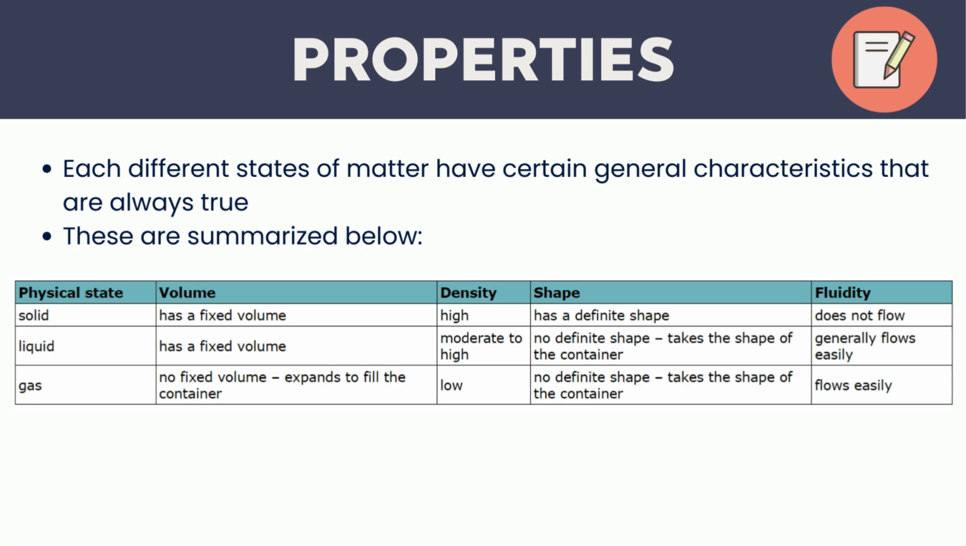Next, the properties. Each different state of matter has certain general characteristics that are always true no matter what the substance is. For example, a solid always has a fixed volume, a high density, a definite shape, and does not flow. A liquid always has a fixed volume, a moderate to high density, no definite shape, and flows quite easily. A gas, on the other hand, has no fixed volume, low density, no definite shape, and it flows extremely easily.